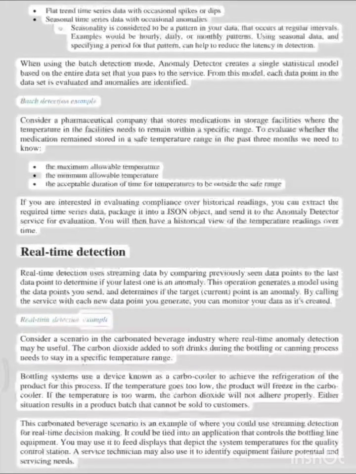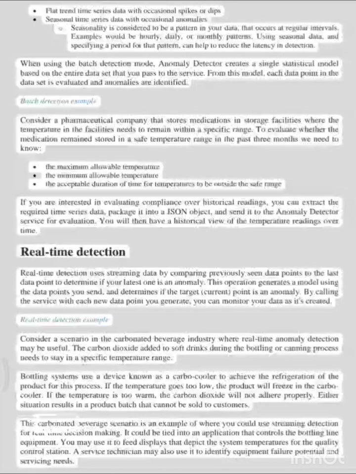Real-time detection example. Consider a scenario in the carbonated beverage industry where real-time anomaly detection may be useful. The carbon dioxide added to soft drinks during the bottling or canning process needs to stay in a specific temperature range. Bottling systems use a device known as a carbo cooler to achieve the refrigeration of the product for this process. If the temperature goes too low, the product will freeze in the carbo cooler. If the temperature is too warm, the carbon dioxide will not adhere properly. Either situation results in a product batch that cannot be sold to customers.